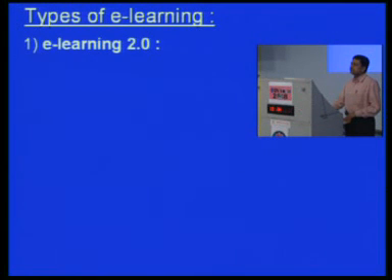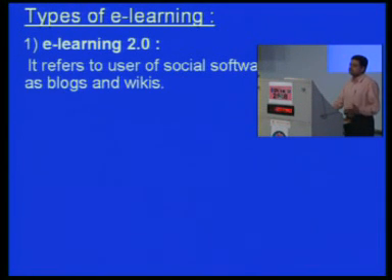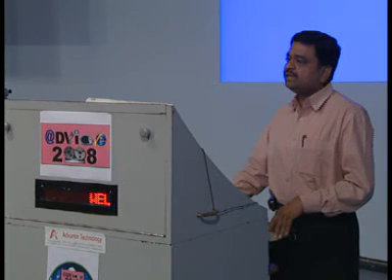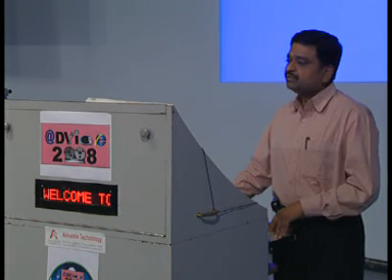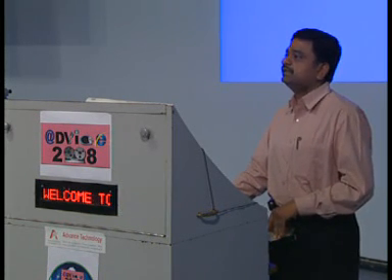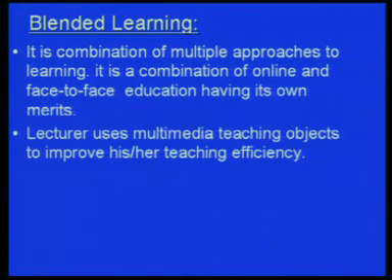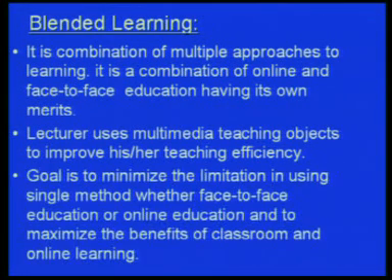Now, what are the types of e-learning? There are two kinds of e-learning. E-learning 2.0 refers to social software such as blogs and wikis, and it has certain features. The second type, a very important type of e-learning, is blended e-learning, which is a combination of multiple approaches to learning. It is a combination of online and face-to-face education, having its own merits. The lecturer uses multimedia teaching objects to improve his or her teaching efficiency.